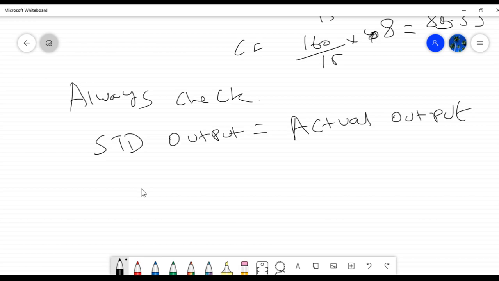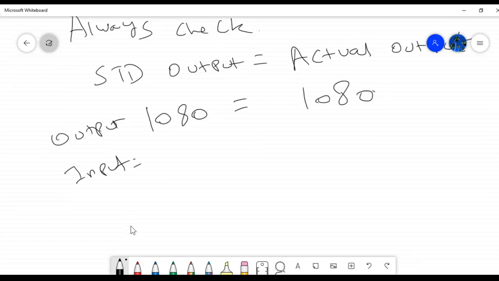Input, this is output. Input may be anything. Input need not be the same, because that is where the variance is coming from, correct? Why am I comparing 1080 versus 1080? Because the information is available in the question directly, you can use it.